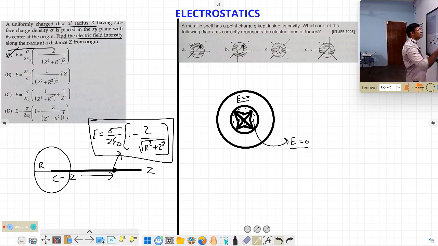So it is not correct. And the third one, there are no electric lines present. It may be correct. And the fourth one, there are electric lines passing through the metal. So the third option is correct. And also, not only that one.